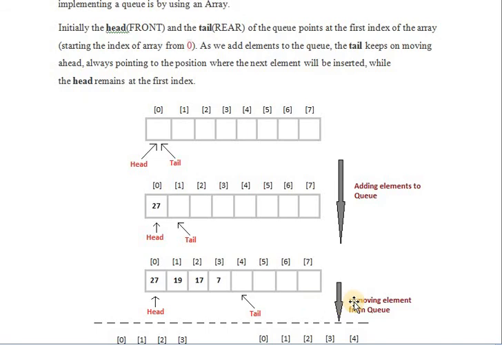Here you are going to remove elements from the queue. So how are we going to remove the elements? Which element will be removed first? Which element was inserted first? 27. So that is the concept of a queue: the element that comes first will be removed first. Now we will see the removal of elements.